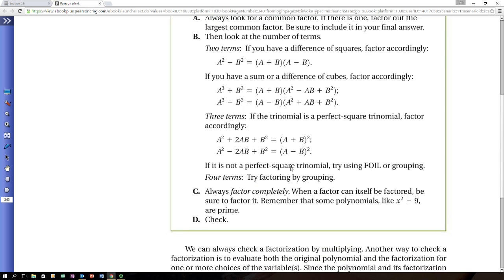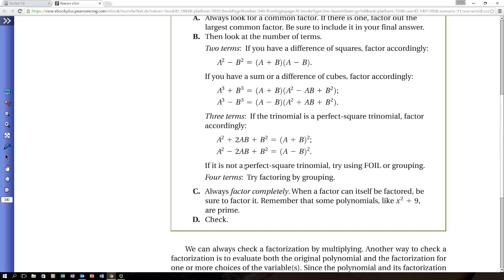Now, if we end up with four terms in the last part of this, the only strategy we've covered is to factor by grouping. So we use that method in doing that too.